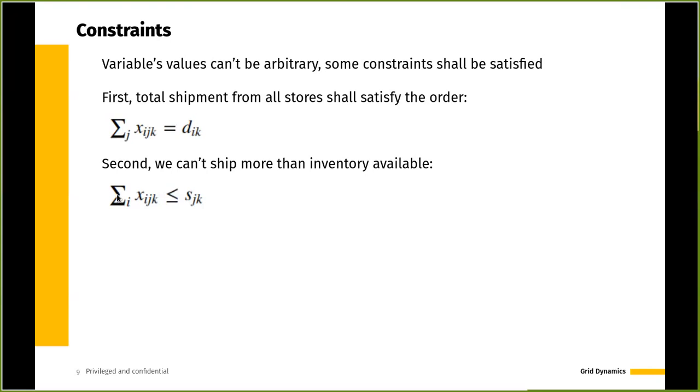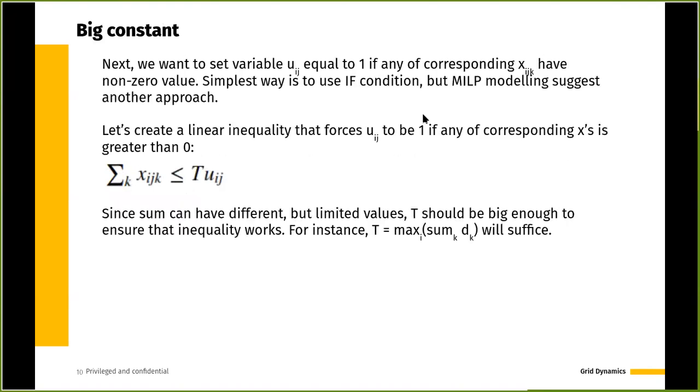The second constraint is that we can't ship more than the available inventory in the store. So we take the sum over all the orders that we have for the store for this item, and check that we are not trying to overship items. That's our second constraint. The third constraint establishes the connection between the X and U variables. If you remember the definition of U, it should equal 1 if any of the X's is greater than 0. So if anything is shipped from store J for order I, then this variable u_ij should equal 1.